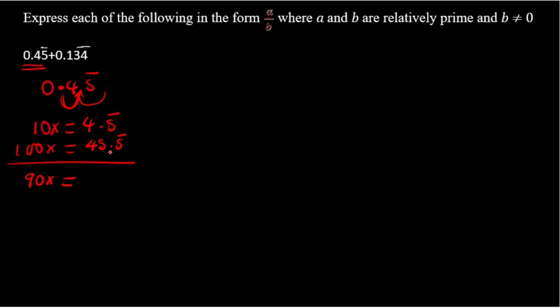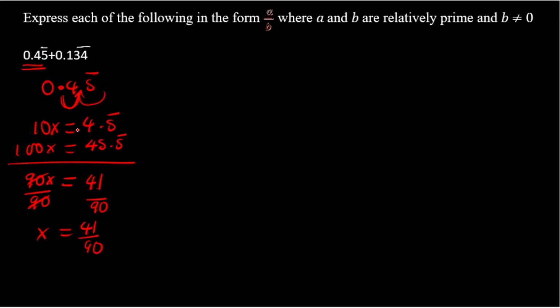Then this is 90x. So there what you do is say 45 minus 4, which is what? 41. Divide by 90. Which number can enter into both? There's no number that can enter into both. So if I say 41 divided by 90, wait, I think I've made a mistake here, somewhere here.